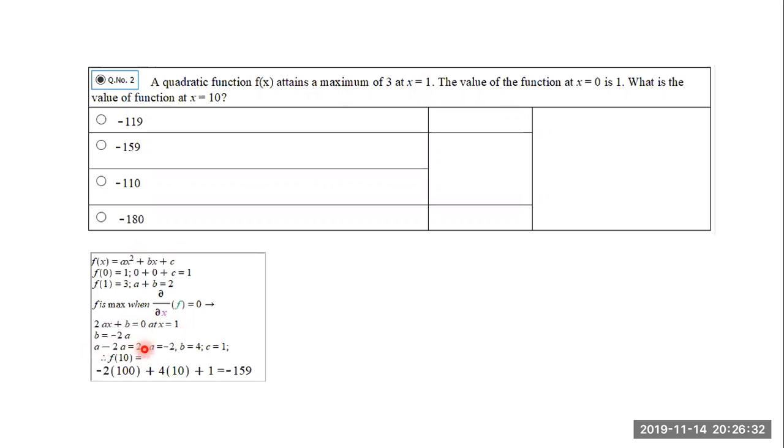Understand why we are getting this? Because a plus b is equal to 2. a minus 2a is equal to 2. Therefore, a is equal to minus 2. And then b is equal to 2 minus a, which is 4. 2 minus of minus 2 is 2 plus 2, 4. And c is equal to 1. Therefore, we know the equation, a, b, c, all are known. All we need to do is put x is equal to 10 for getting f(x). Substitute and get the answer. What is the answer here? Minus 159.